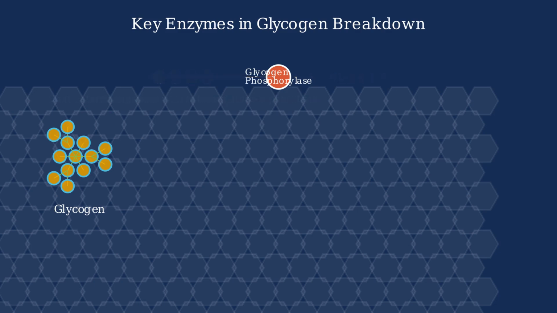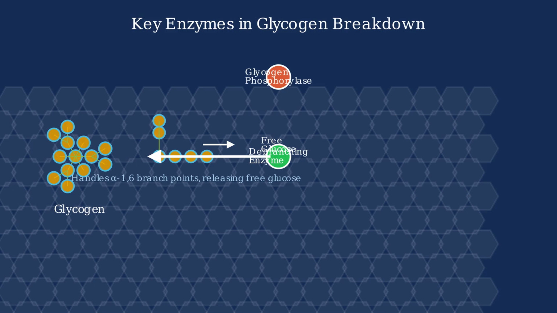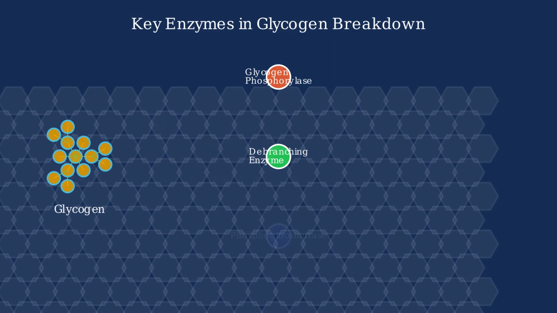The debranching enzyme handles the branch points in glycogen. It has 2 activities: transferase activity that relocates glucose units, and alpha-1,6 glucosidase activity that cleaves the branch point, releasing free glucose. Phosphoglucomutase converts glucose 1-phosphate produced by glycogen phosphorylase into glucose 6-phosphate.